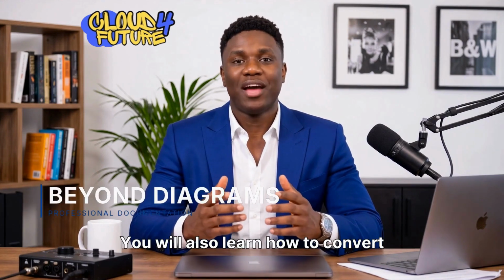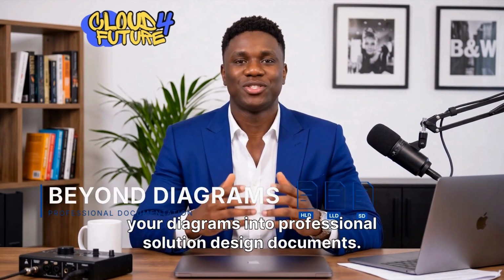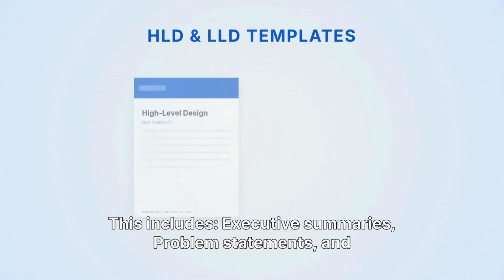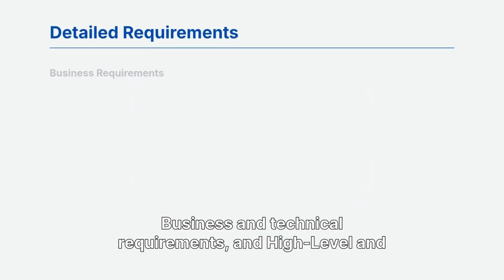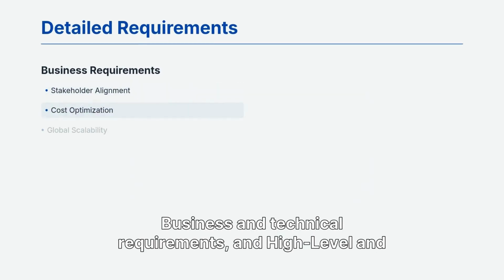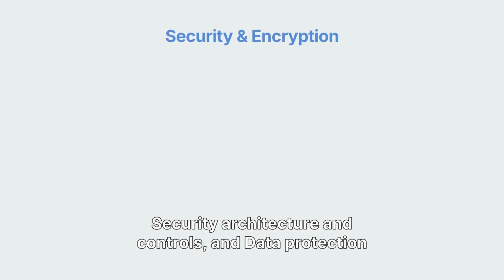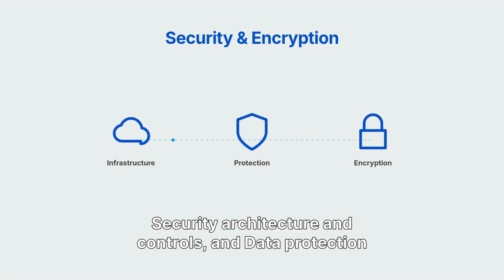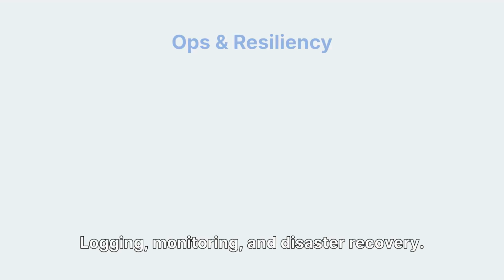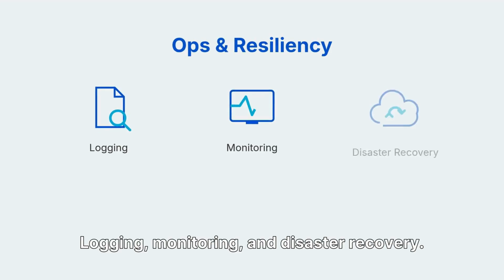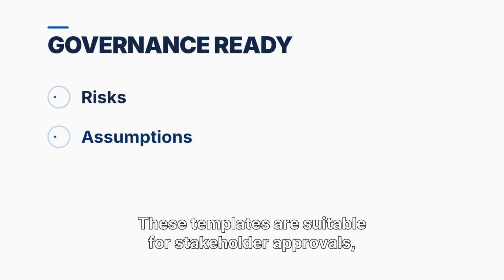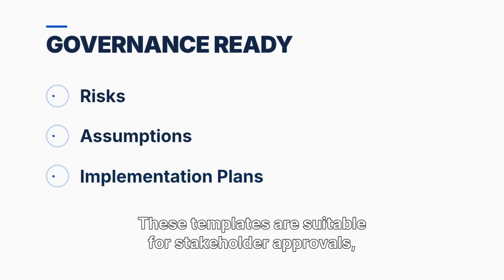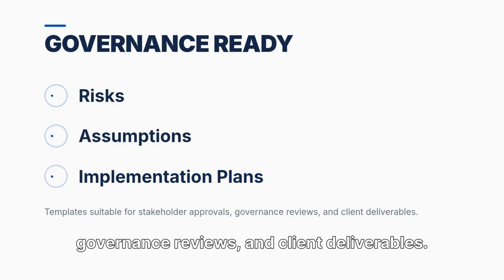You will also learn how to convert your diagrams into professional solution design documents. This includes executive summaries, problem statements, and solution statements, business and technical requirements, and high-level and low-level designs, security architecture and controls, and data protection and encryption strategies, logging, monitoring, and disaster recovery, risks, assumptions, and implementation plans. These templates are suitable for stakeholder approvals, governance reviews, and client deliverables.